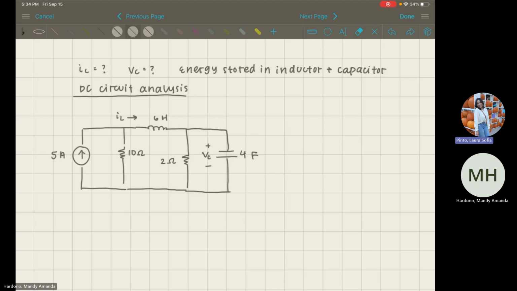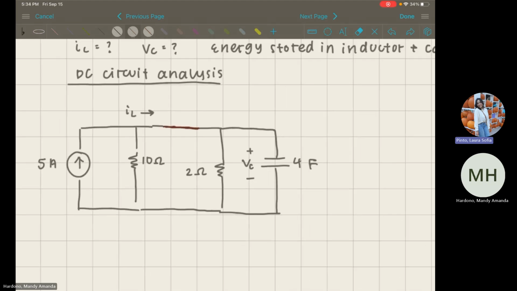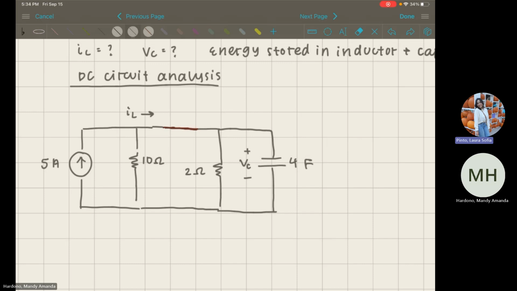Inductors make a short. And when you say short, that means they're basically not there, it's just a wire. Is it like an open wire? It's a closed wire. A short circuit means no current is going through it, right?